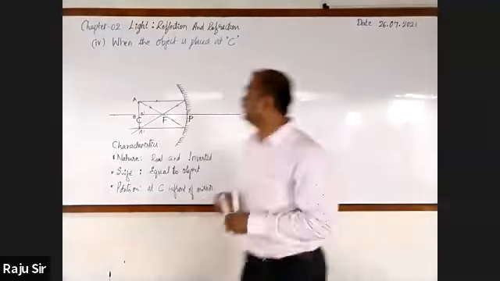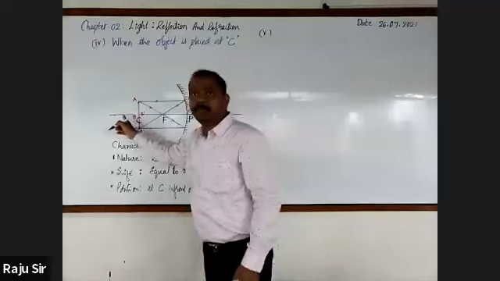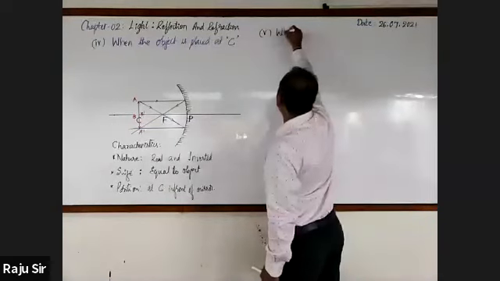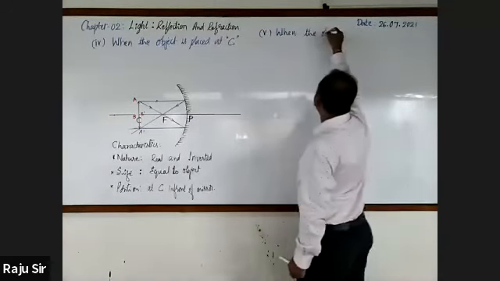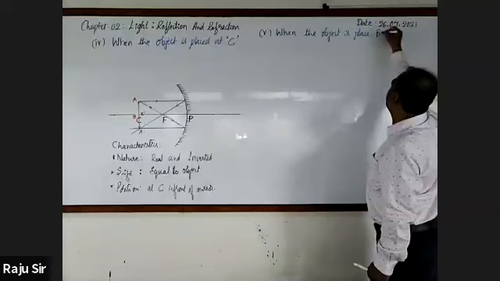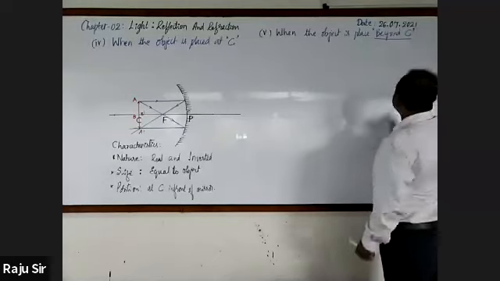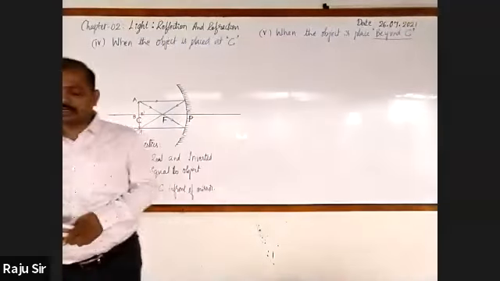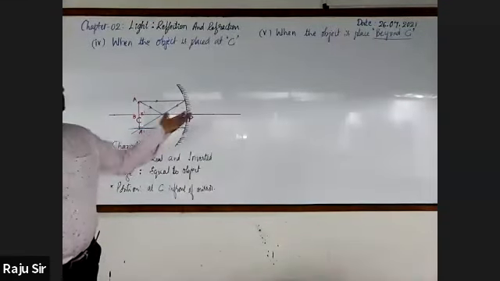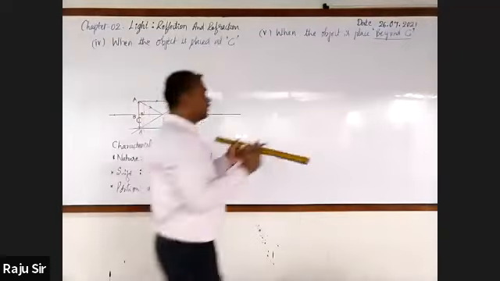Next, we'll move on to the fifth position. The fifth one is where the object should be placed beyond C. When the object is placed beyond C, we are very familiar with the steps to be followed to draw the ray diagram. Follow the same. First, you draw a straight line.